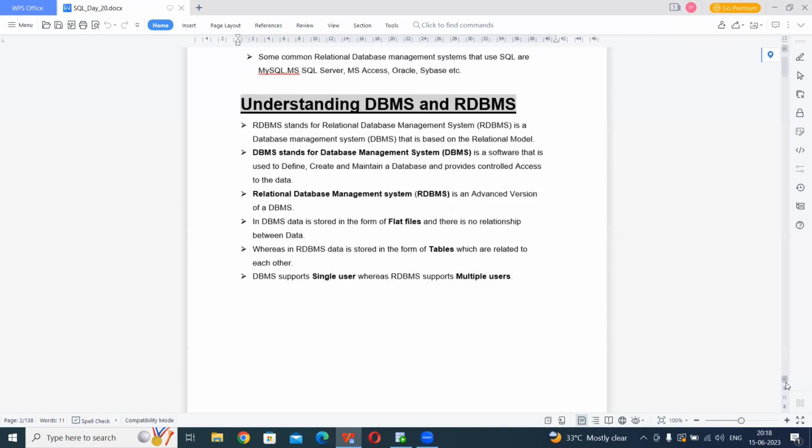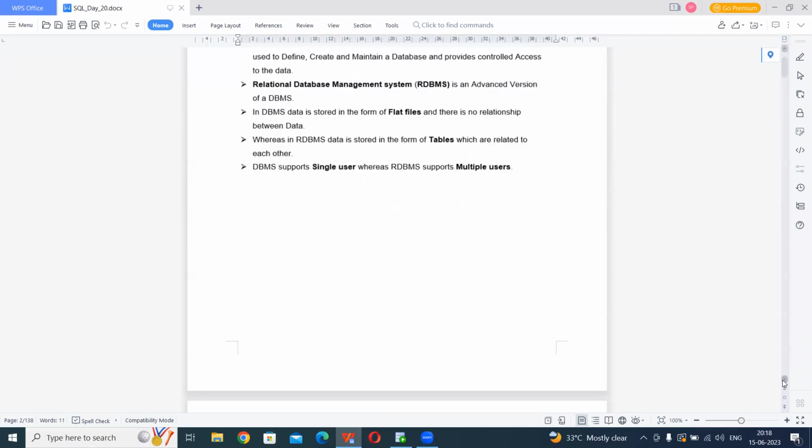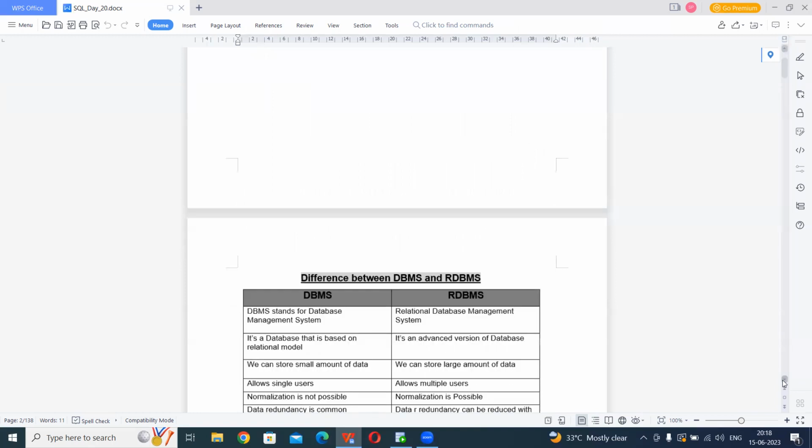So guys, what is that? I have data in my DBMS. Using DBMS, only one person can retrieve the data. But that is not the case with RDBMS. In RDBMS, you can retrieve the data at the same time and I can retrieve the data at the same time. So this is about DBMS and RDBMS.